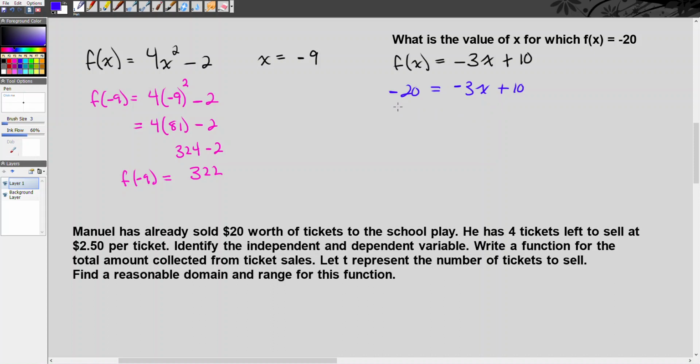Now hopefully you see what to do here. We're just solving this equation. So next I'm going to subtract 10 from both sides. This cancels out here. On the left I have negative 30, and on the right I have negative 3x. Then when I just divide both sides by negative 3, I get x equals 10. So when f of x is negative 20, x is 10. So that's answering this question. What is the value of x for which f of x equals negative 20?